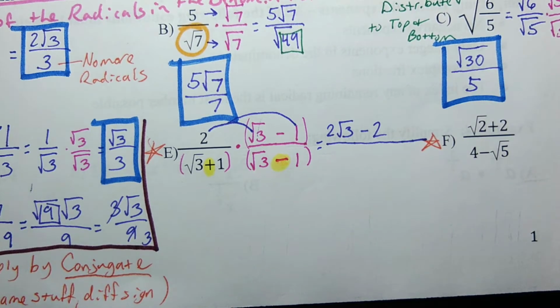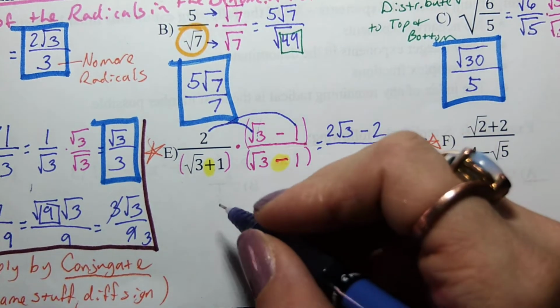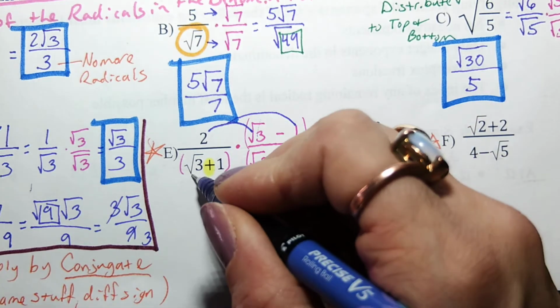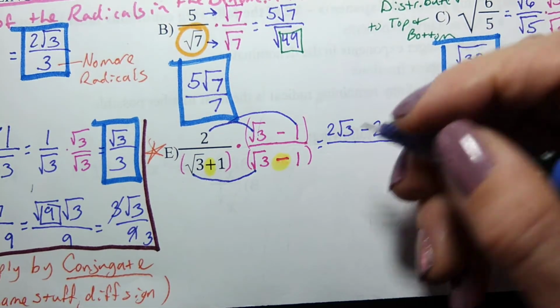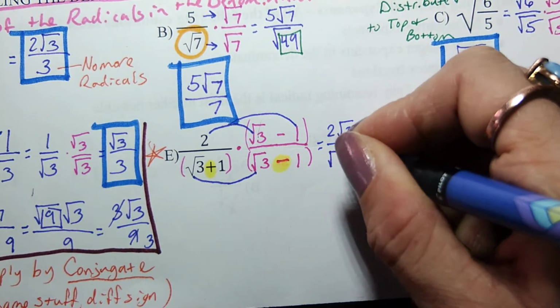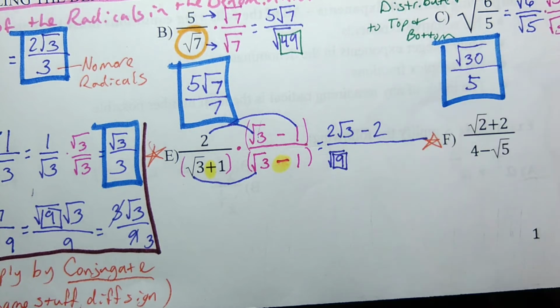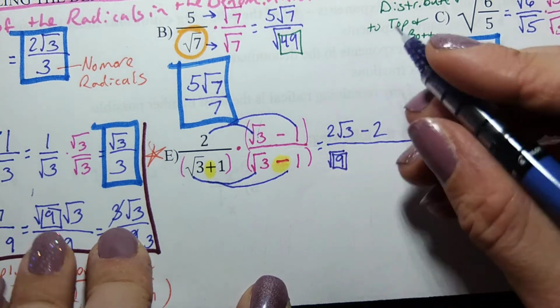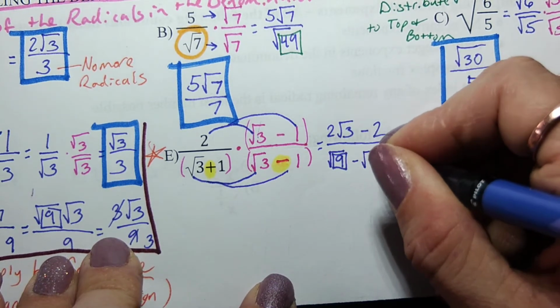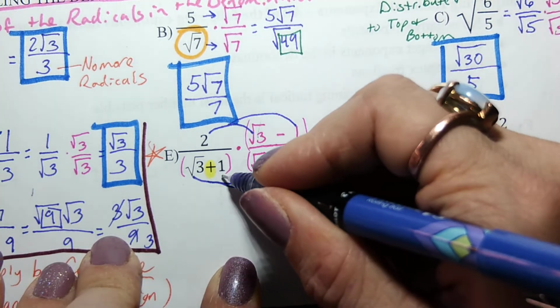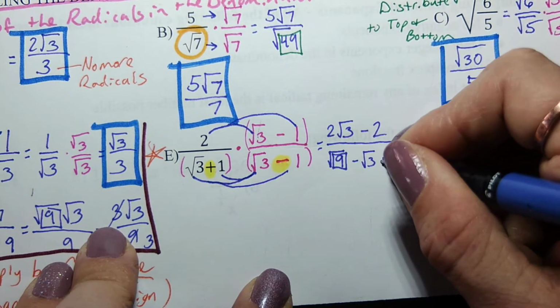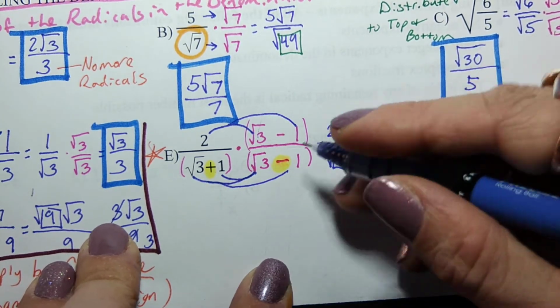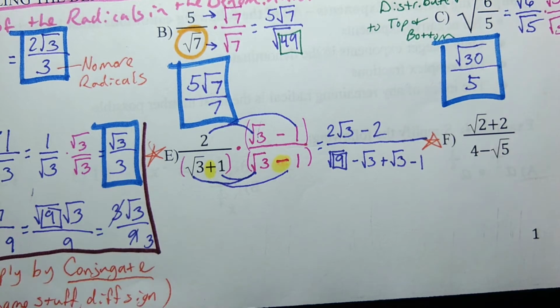All good with that? So now on the bottom, we're going to FOIL. I'm going to show all the work here. Rad 3 times rad 3 is rad 9, right? Which is a perfect square. Rad 3 times negative 1 is negative rad 3. Positive 1 times rad 3 is positive rad 3. And 1 times negative 1 is negative 1.